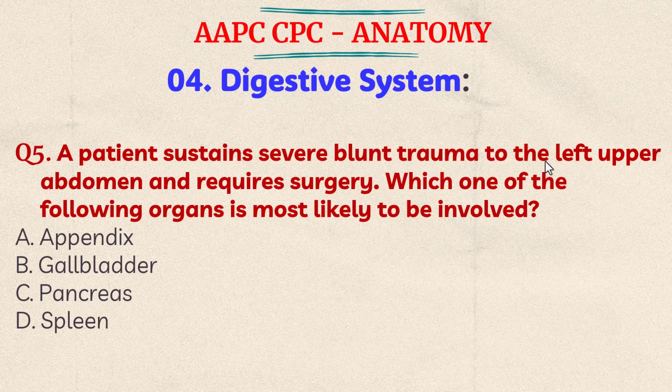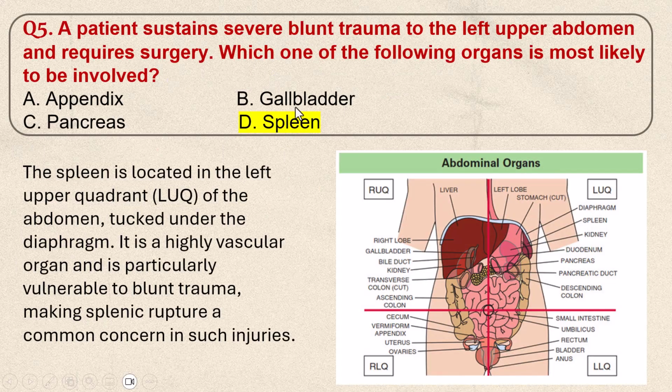Question number 5. A patient sustains severe blunt trauma to the left upper abdomen and requires surgery. Which of the following organs is most likely to be involved? A. Appendix. B. Gallbladder. C. Pancreas. D. Spleen. Think the answer. So the correct answer is D.